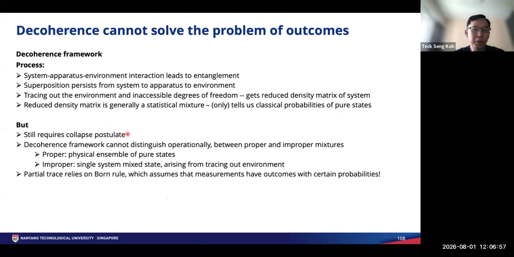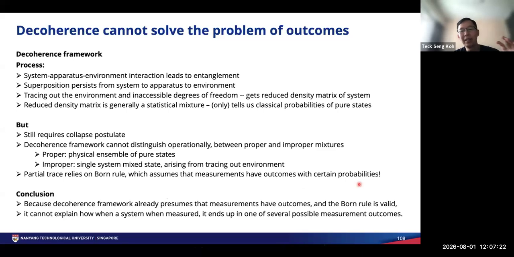It still requires the collapse postulate. It cannot distinguish between an ensemble of pure states and a mixed state arising from tracing out the environment. And this tracing out of the environment, the partial trace, as we saw earlier, relies on the Born rule. And the Born rule assumes measurements have outcomes with probabilities. Therefore, if you were to ask why there are outcomes with these probabilities, decoherence already assumes this Born rule. It therefore cannot answer it, because that would be a circular argument. So this problem of outcomes is still an open question.